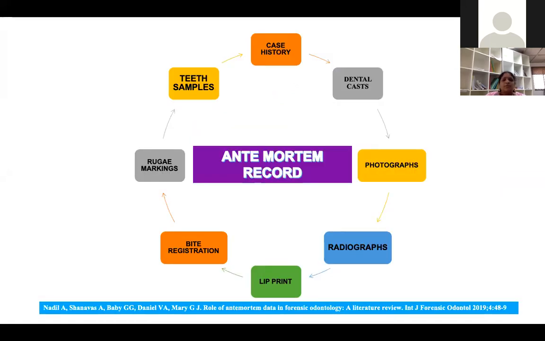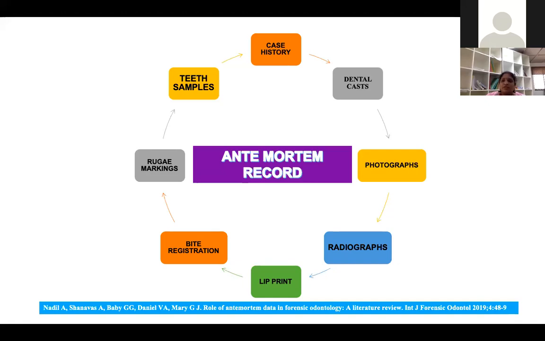Before going into lip prints, it is important, as academicians as well as clinicians working in private dental care, or in private or government institutions, that we have the sole responsibility of maintaining all our records of patients, because they serve as an important antemortem record. The case history documentation, either done manually or in an electronic database, and the dental casts, of which we take impressions and preserve for prosthetic purposes, also serve as a very important antemortem record.